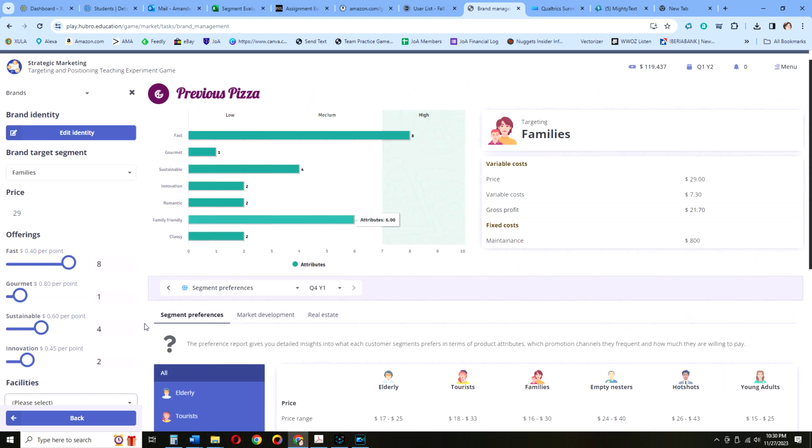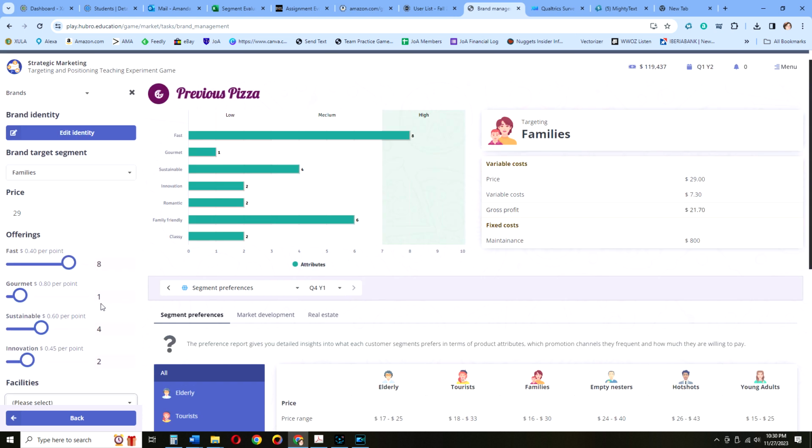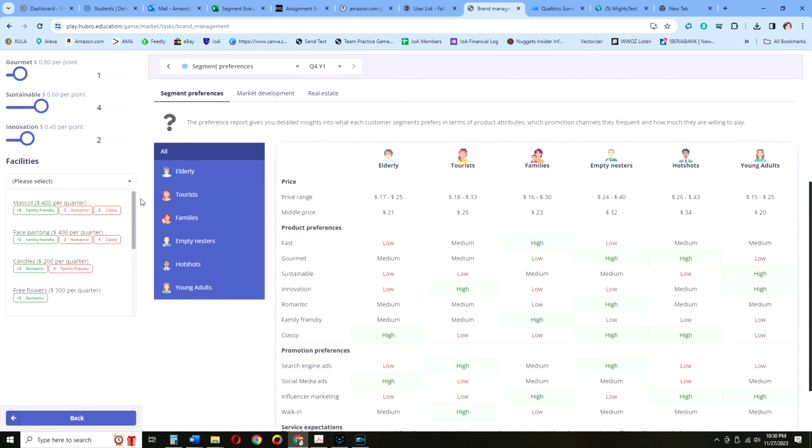And that brings me 4 family friendly points plus 2 family friendly points gives me 6 family friendly points. We see up here, I have 6. Now I have a score of 6 for family friendly. So I still need to add more. So I'm going to add something else.